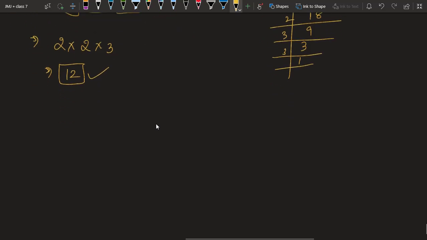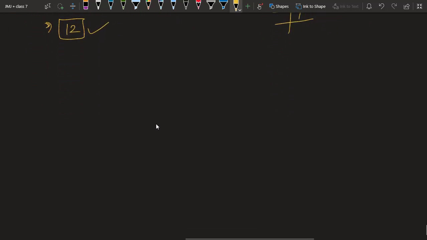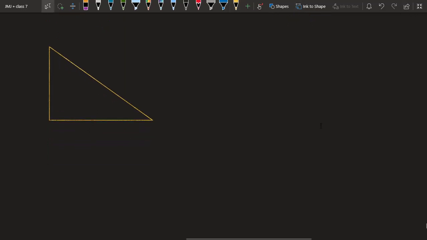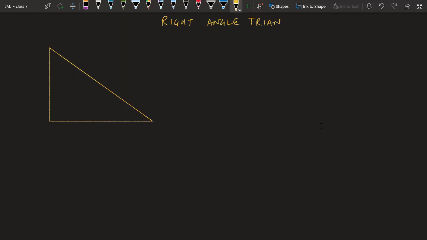Okay. Now let's start the Pythagoras theorem. First of all, this topic is about right angle triangle. So let me draw a right angle triangle in front of you and understand what it is and its properties. So we have a right angle triangle. We have already discussed about it, but still let us see one more time. In right angle triangle, one angle has to be 90 degree.